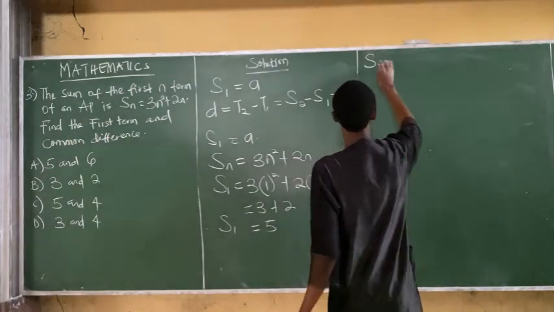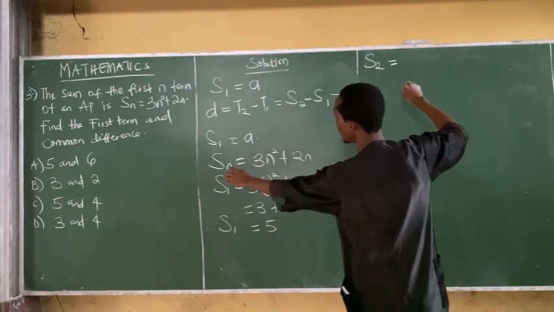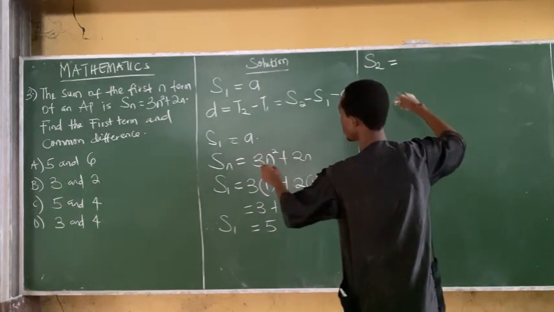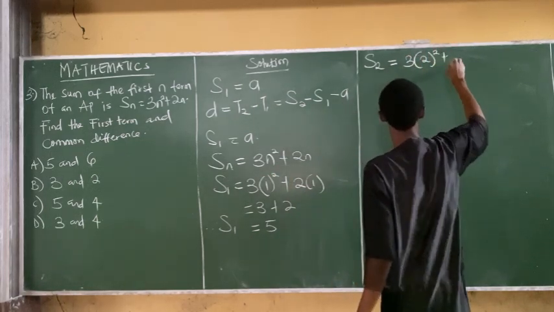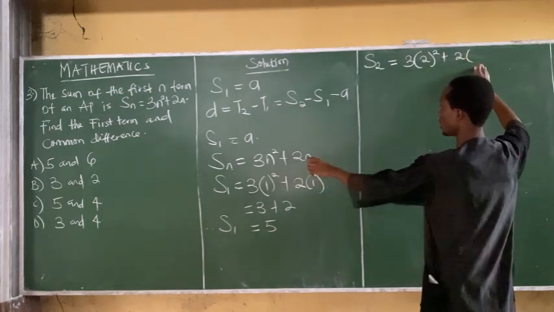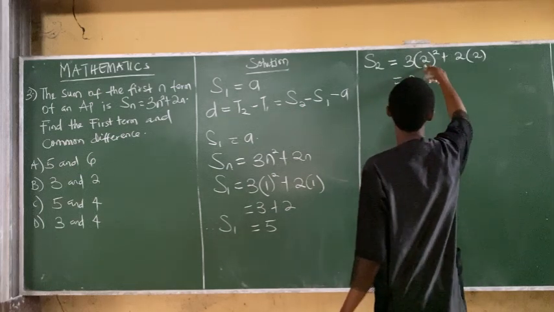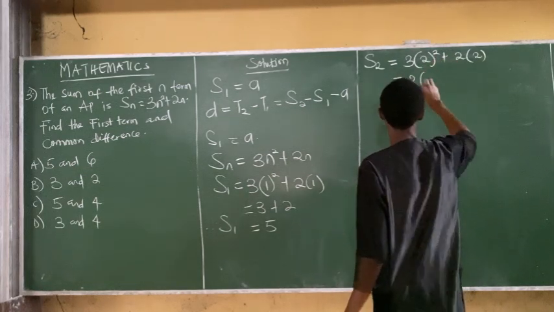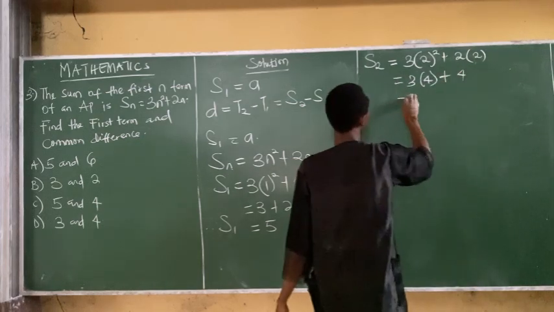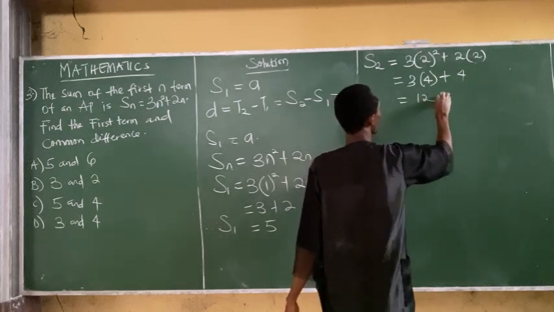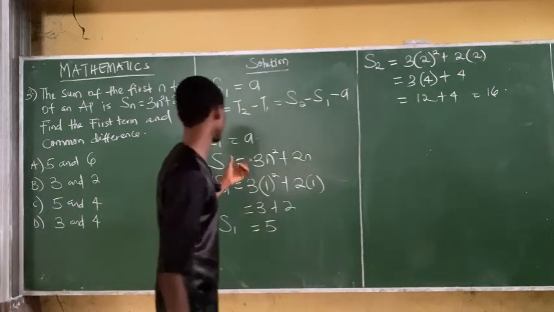We have S2 is equal to this same formula. Anywhere you see n, replace it with 2. So we have 3 times 2 raised to power 2 plus 2 times 2. 2 raised to power 2 is 4. So we have 3 times 4, which gives us 12, plus 2 times 2, which is 4. 12 plus 4 is equal to 16.